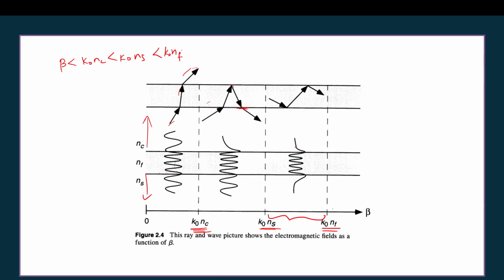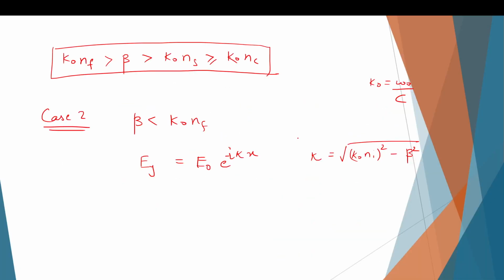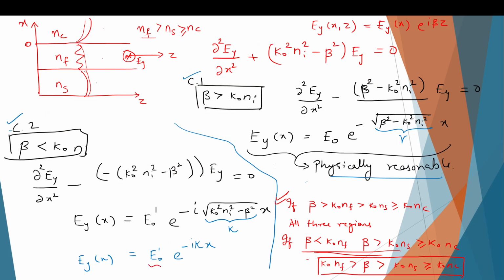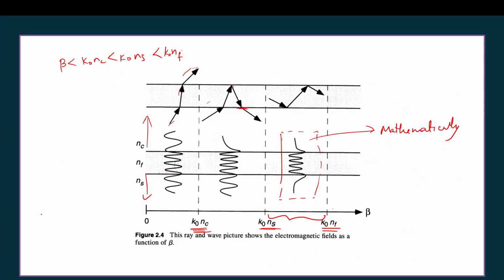So if this is how my solution should look, how do I write it down mathematically? That is what we will do in the coming slide. We'll write this down mathematically, and we will find the different amplitudes by applying the boundary conditions. Until now we only said that it is of this form, so we have not found these E naughts yet.